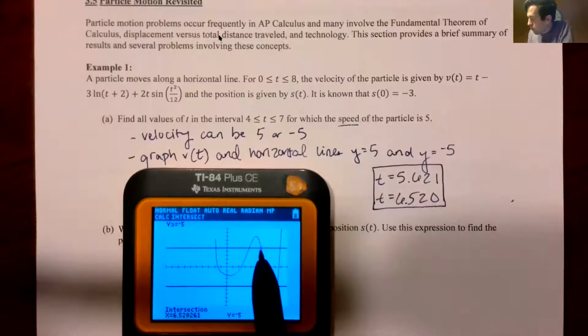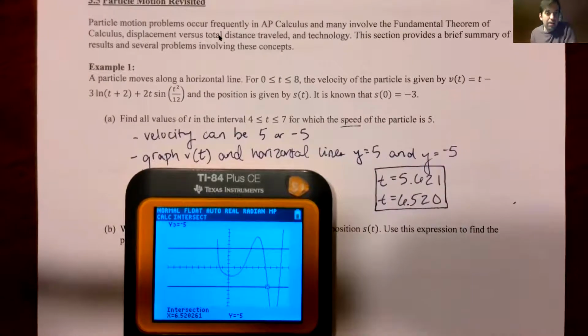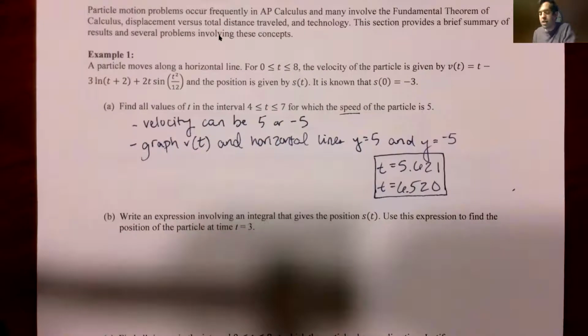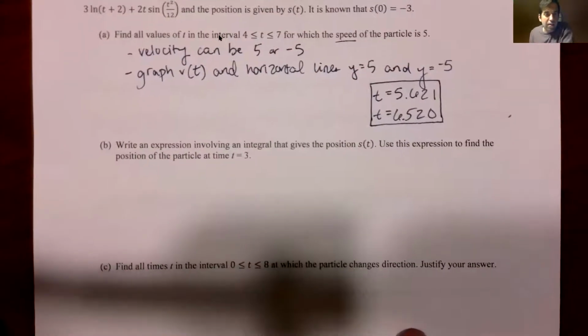Now, for one of them, the velocity is positive 5, and the other one, the velocity is negative 5. But the speed is the absolute value. So the speed is just 5 for both. So that's the answer to letter A. In letter B, write an expression involving an integral that gives the position s of t. Use this expression to find the position of the particle at time t equals 3.